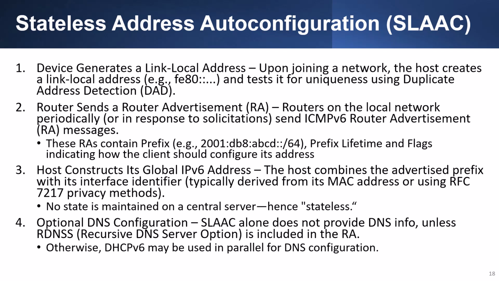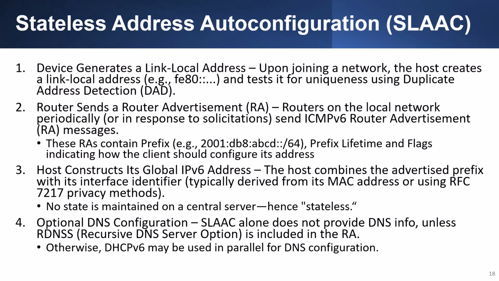Device generates a link local address upon joining the network, and the host creates a link local address and tests for uniqueness using duplicate address detection, or DAD. The router sends a router advertisement, or RA, where routers on the local network periodically or in response to solicitations send ICMP version 6 router advertisement messages.